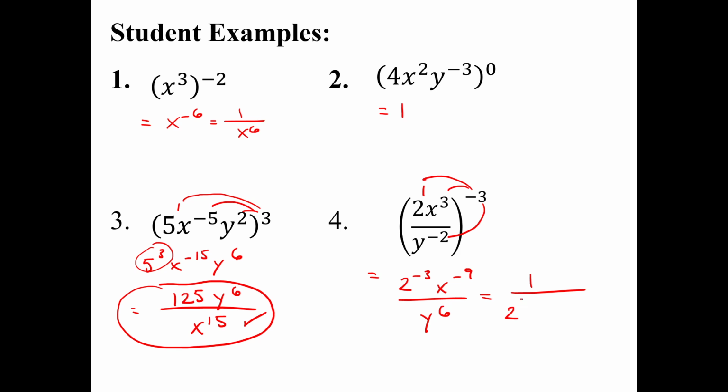So I'll just write it in order. 2 to the positive 3, x to the positive 9, y to the positive 6. And then, of course, 2 to the third power is 8. And that's my answer.